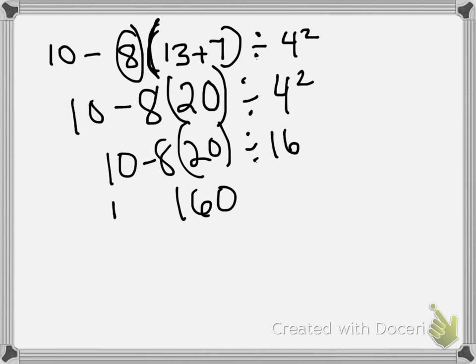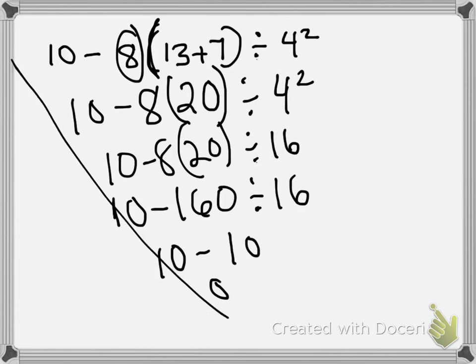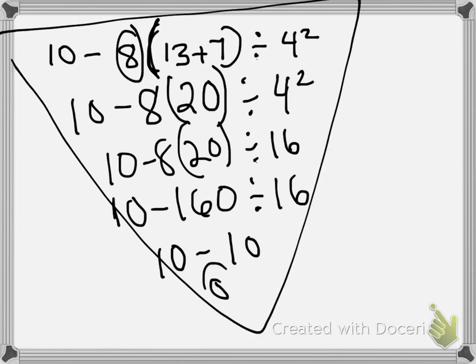And then I will go ahead and do the 10 minus and the divided by 16. All right. So now I'm going to continue with my multiplication and division. Next, I've got this division. 160 divided by 16 is going to give me 10. Then I'll bring down the 10 minus, and 10 minus 10 is 0. So there we go. I've got my pizza with my pepperoni answer of 0.